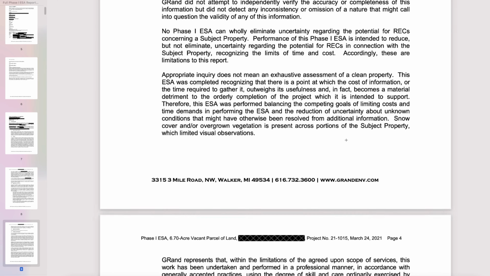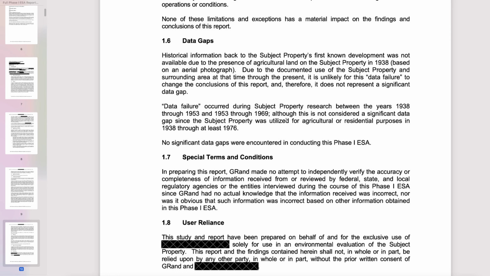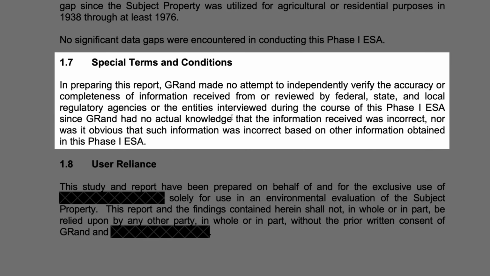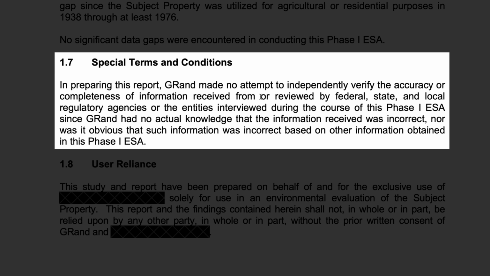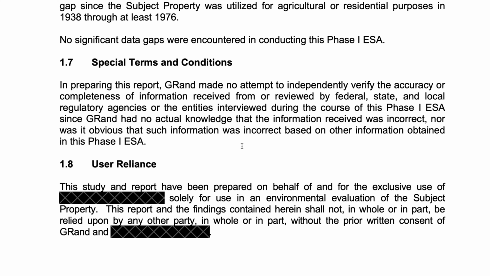If we keep scrolling down here, data gaps. So this explains again what those data gaps were. It kind of just goes more in depth from that exceptions and assumptions section I was showing you earlier. And then special terms and conditions. So the environmental company, Grand Environmental, made no attempt to independently verify the accuracy or completeness of information. So they're kind of just taking what they found and assuming that it's correct, which is pretty normal.